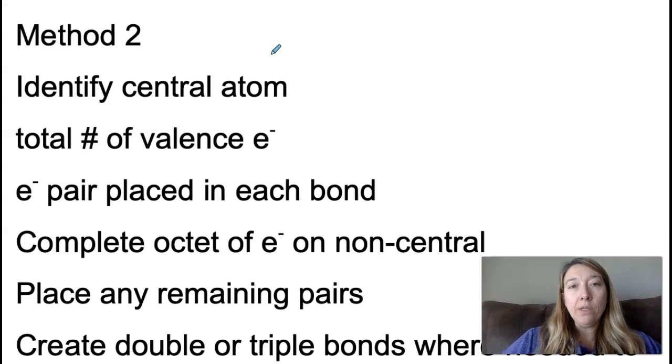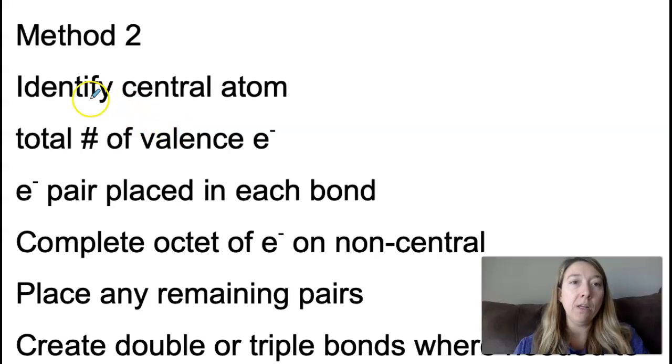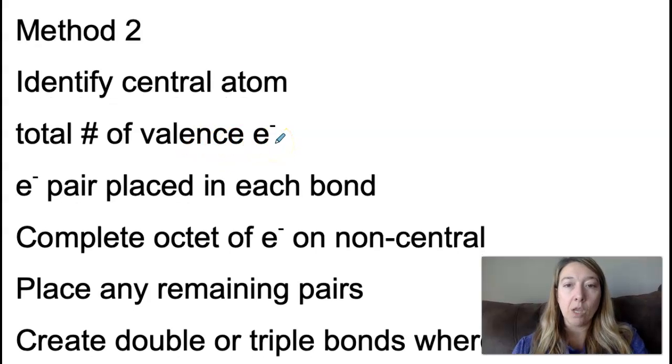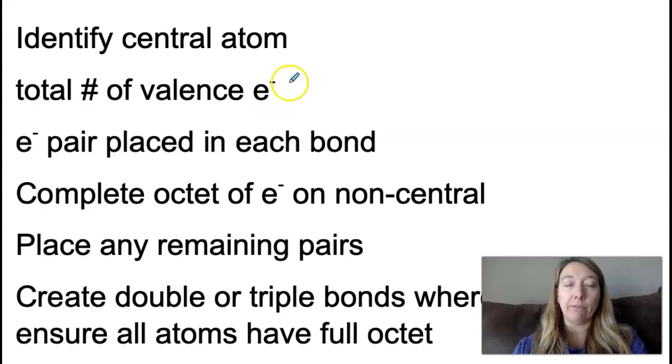All right, so method number 2, this is more the visual way. The first thing you're going to do, which is the same as the first thing we did in the last method, is identify what the central atom is. So you're going to figure out what that is, write it down, and place the other atoms around it. You're then going to determine the total number of valence electrons. And again, that step never goes away because we need to know how many total dots we can have for our diagram. Okay, this is where it becomes different.